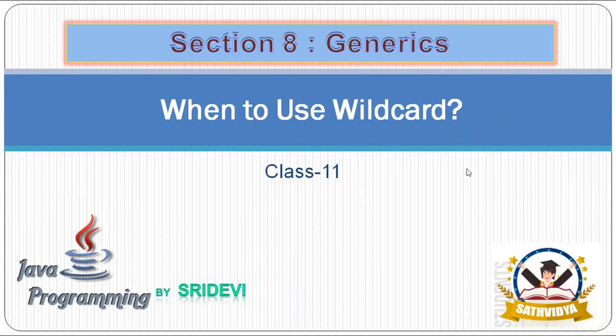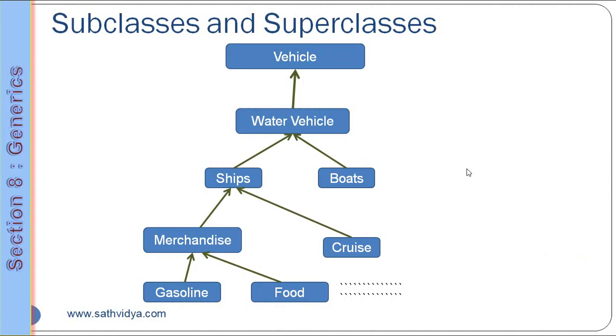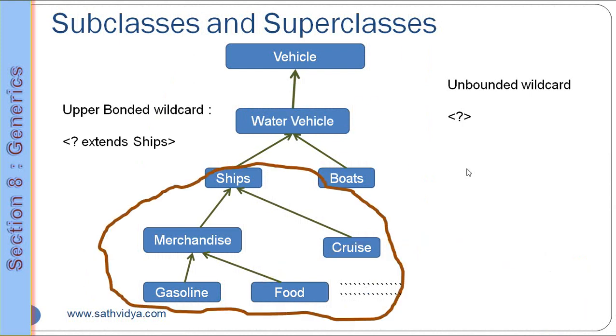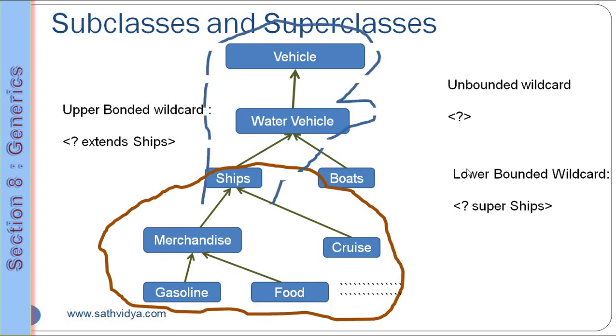In this lesson we are going to discuss when we are going to use the wildcards like upper bound, lower bound and unbounded wildcards, and in what scenarios we are going to use them. Here we already know we use unbounded wildcards, represented with a question mark, where you can send all the objects from the list. Upper bounded wildcards are represented with the extends keyword, where you can send all the subclasses. And for lower bound you can use the super keyword, where you can access all the superclasses. So we already discussed these in our previous classes.